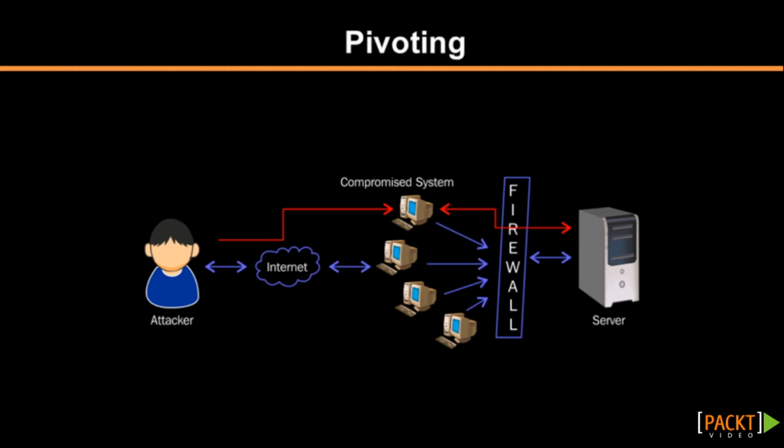If you consider the scenario shown here in this diagram, the attacker can compromise the outside nodes that are connected to the internet. These nodes are then connected to the firewall. Behind this firewall there is the main server. The attacker does not have direct access to the server, hence he can use these compromised systems in order to access the internal server because those compromised systems are directly connected to this particular internal server. This is a typical scenario of pivoting.